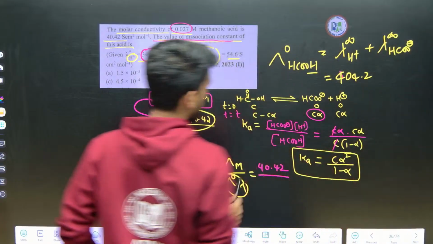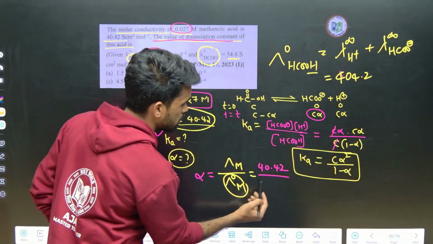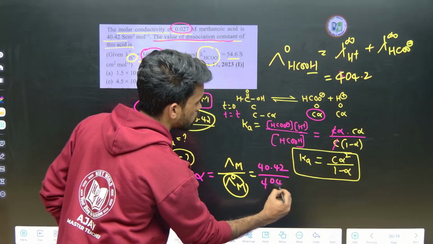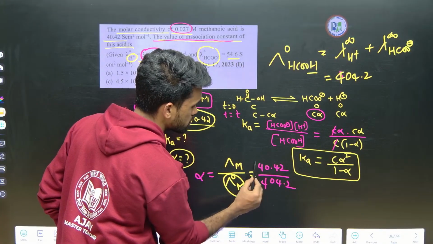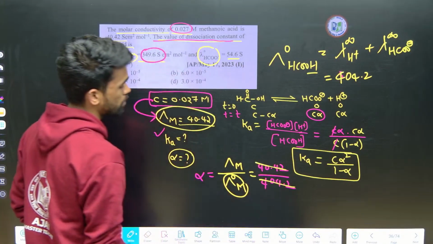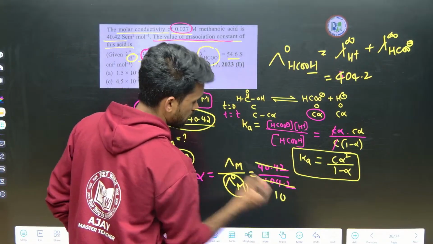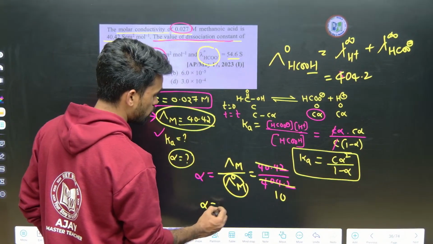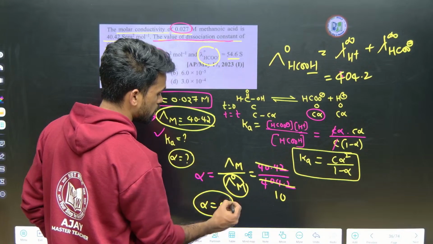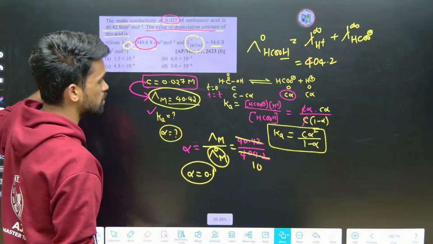Right, you got everything here. So del naught is how much? 404.2. So this is 10 times, right, 10 times here. So alpha value, how much did we get? 0.1. That's it, we are almost done with the question.